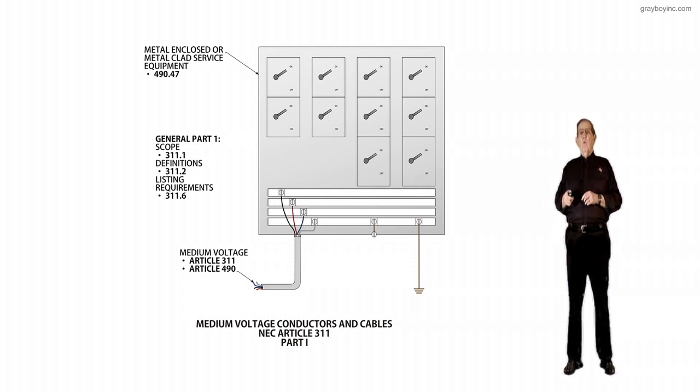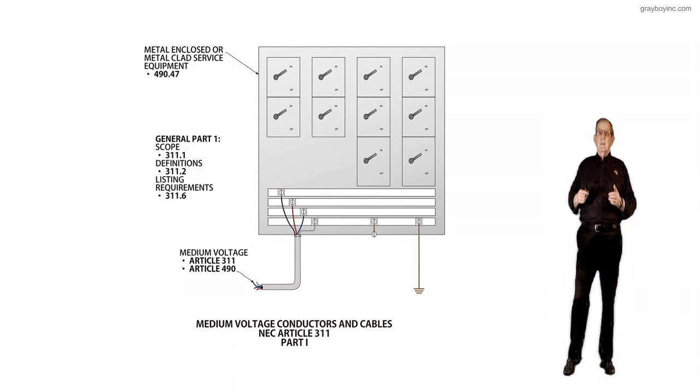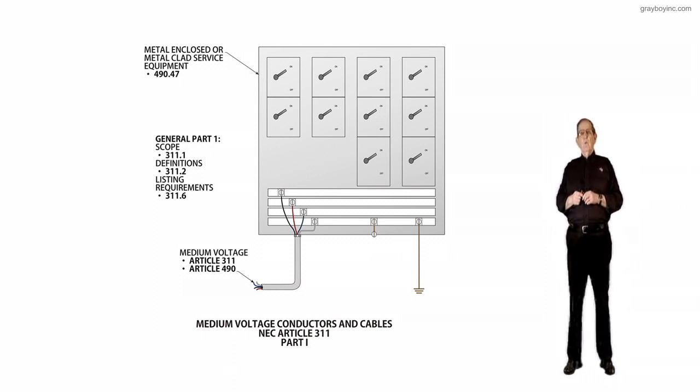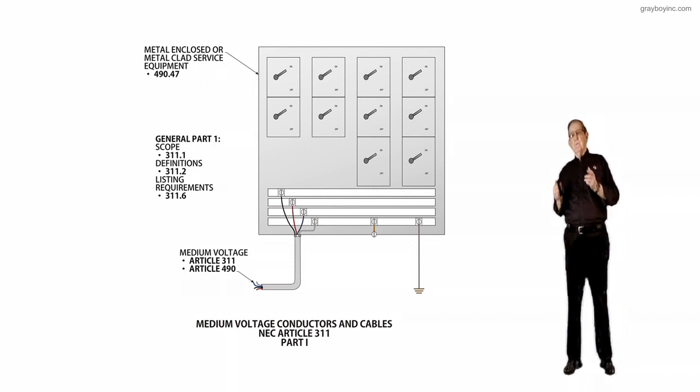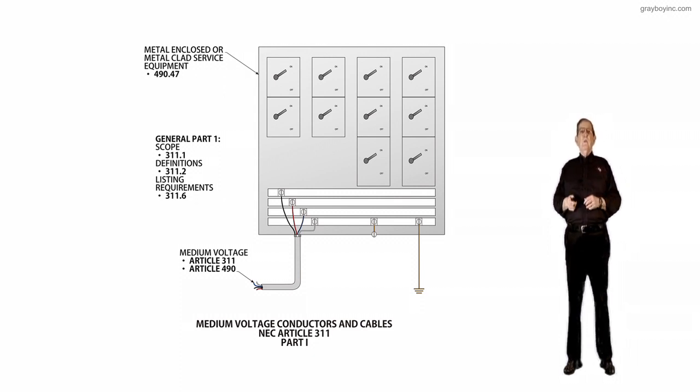Now, Part 1, the scope is 311.1. The definitions are in 311.2. The listing requirements now are in 311.6. And when we need individual components, breakers, circuit breakers, different items, review windows and things like that, we have to go to Article 490 in the NEC to pick up these high voltage elements that are not listed here in Article 311.